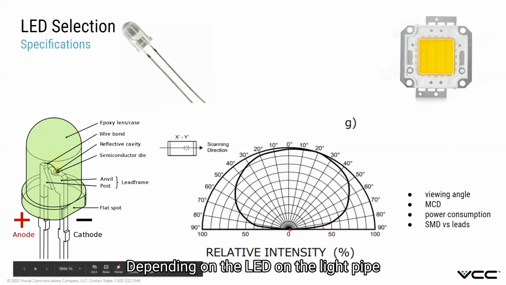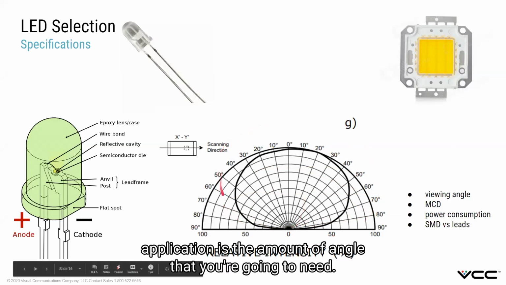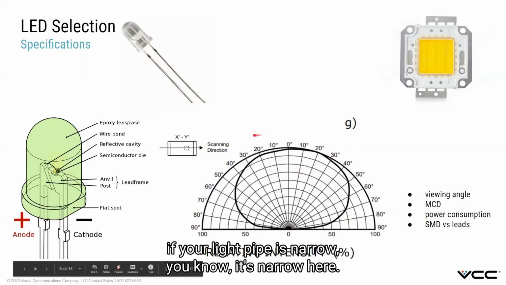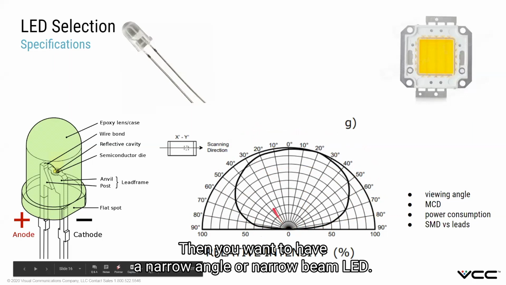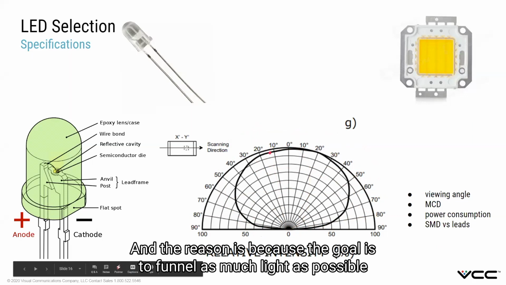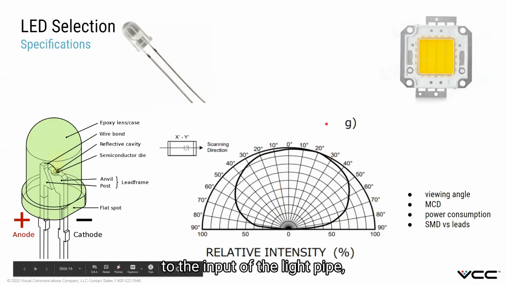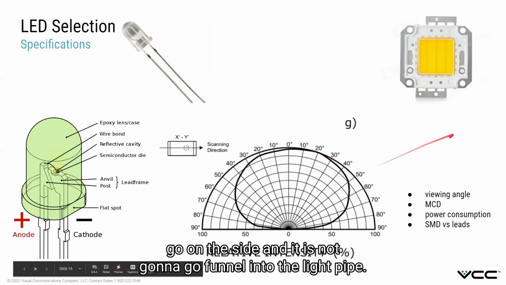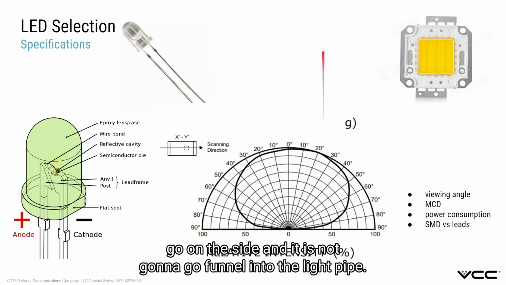Depending on the LED and the light pipe application, that is the amount of angle that you're going to need. Let's say, for example, your light pipe is narrow here, then you want a narrow angle or narrow beam LED. The reason is that the goal is to funnel as much light as possible to the input of the light pipe. If you have a wide angle LED, then a lot of light is going to go to the side, and it's not going to be funneled into the light pipe.